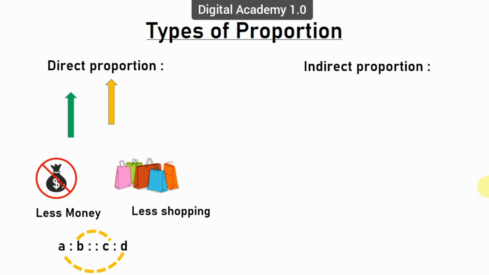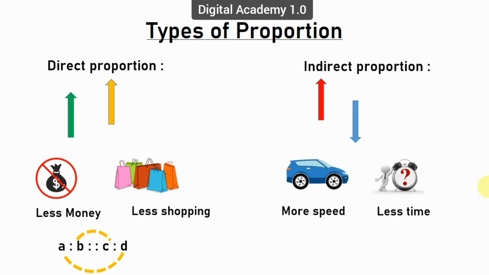Indirect proportion. When two quantities are related in such a way that if one quantity increases in a given ratio, the other decreases in the same ratio. For example, more speed, less time is required. Formula used for indirect proportion.